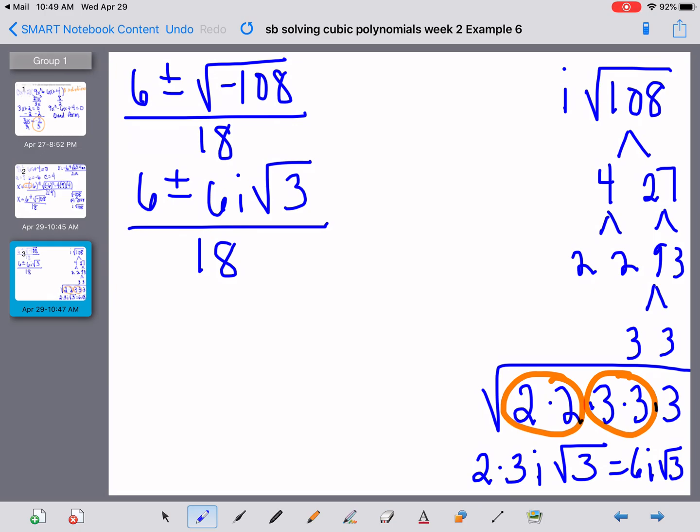And for the most part, Algebra 2 teachers would accept that answer, but I do want to show you that 6 and 6 and 18 all have a common factor of 6. So we can divide that factor out. 6 divided by 6 is 1. Plus or minus 6i divided by 6 is 1i square root of 3. And 18 divided by 6 is 3. And there are our final 2 solutions, but let's write them out.